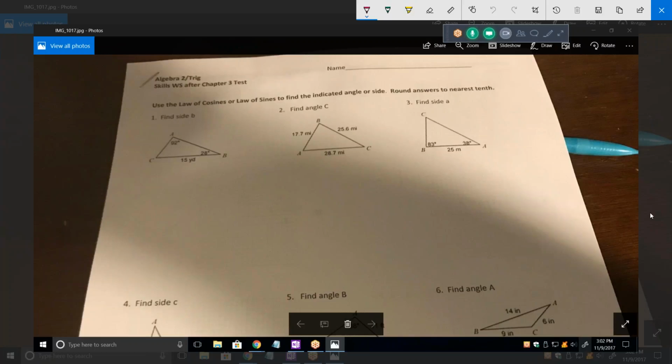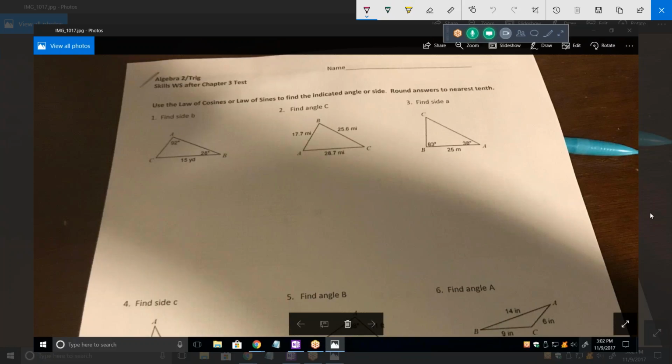And solving a triangle is generally you solve all three angles and all three sides. And they give you three pieces of information always. Notice that each one of these problems, they give you three pieces of information only. And so anytime you have three pieces of information, you can generally solve a triangle. Not 100% of the time, but most of the time.